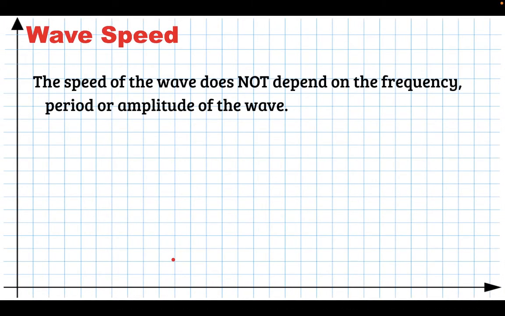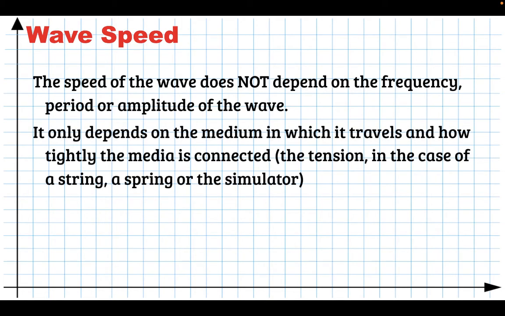Well, the wave speed doesn't depend on the frequency or the amplitude. What it depends on is how tightly the media is connected. So in the case of a piano string, that's the tension. In the case of a spring, it's the spring constant. In the case of sound waves, it's how tightly the air molecules are connected so that one air molecule can smack into another air molecule. So the wave speed only depends on the medium.